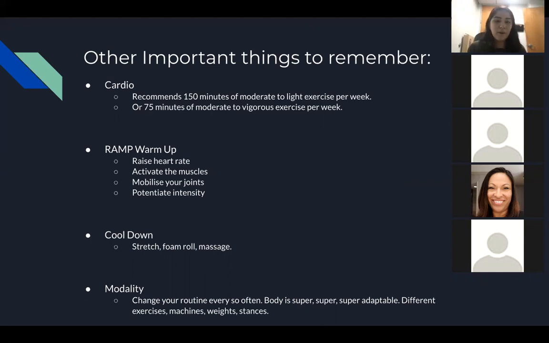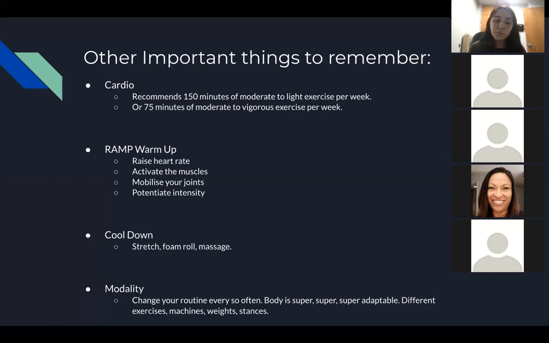So moving on to cool down and warm up, you want to make sure you're doing that the way they taught us how to remember a warm up. A warm up should raise your heart rate, activate your muscles, mobilize your joints, and potentiate intensity. Because again, you don't want to risk an injury that's hindering your progress. So warm ups are really important, whether it's 5 minutes or 2 minutes, just getting a quick one will help, especially for that workout that day.